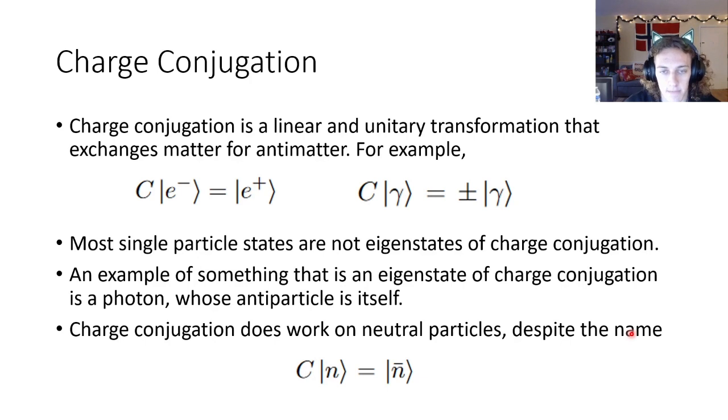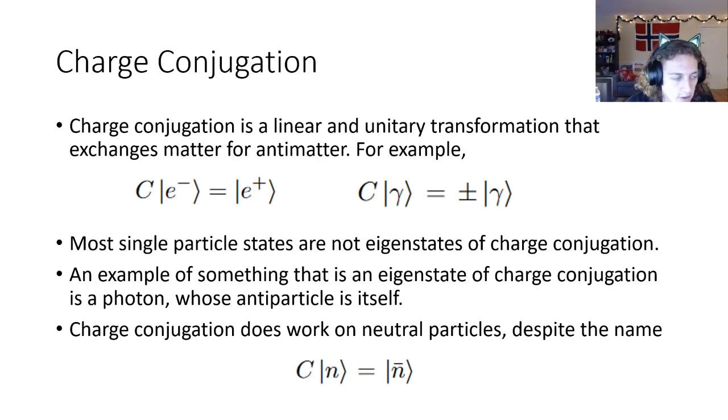Generally these one particle states won't be eigenstates of C. For the most part, we have to construct some superposition, which we'll see later with kaons, to get a state of charge conjugation. And as I said, the name is a bit of a misnomer. We can act it on neutral particles, such as the neutron, and get an antineutron in return.